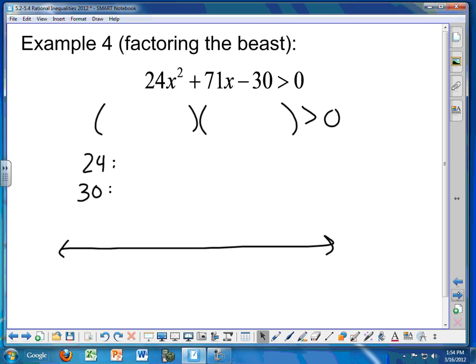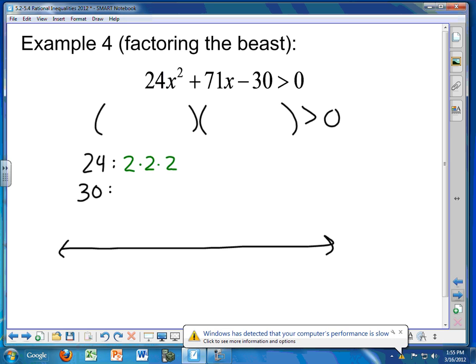Finally, we have a fourth problem here, factoring the beast. In this case, because we can't oftentimes factor these easily, we've developed our method of prime factoring this. This is 2 times 2 times 2 times 3, which is the same as 6 times 4. And the second one is 5 times 6, or 2 times 3 times 5. Okay, and we're trying to develop the number 71 by subtraction of our groupings.